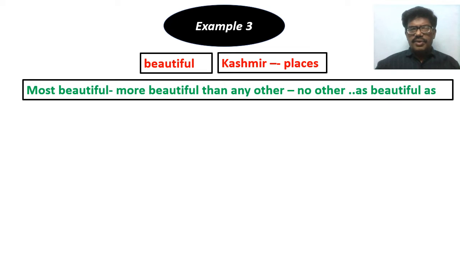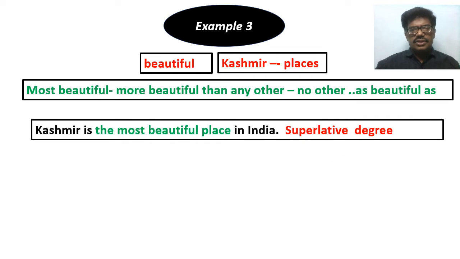Look at the example number 3. Here the adjective beautiful is used to compare more than two units, Kashmir and other places. Here we make use of the expressions most beautiful for superlative degree, more beautiful than any other for comparative degree, no other as beautiful as for positive degree.